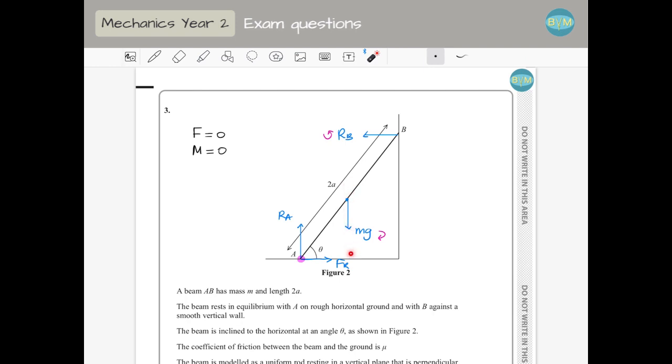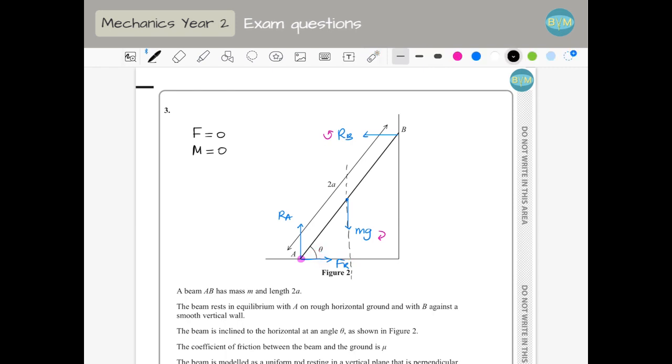The moment of a force is the force times the perpendicular distance from the point to the line of the force. If this is the line along which the force acts, we are looking at this distance here. If you look at this right-angled triangle, this is A, because the whole rod is 2A, so this is A, and the angle is adjacent. That means that this distance is going to be A cos, because it's adjacent.